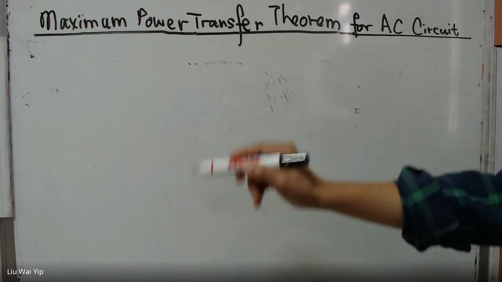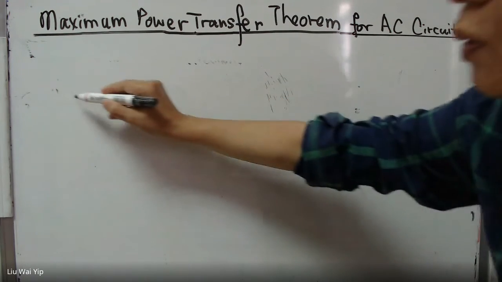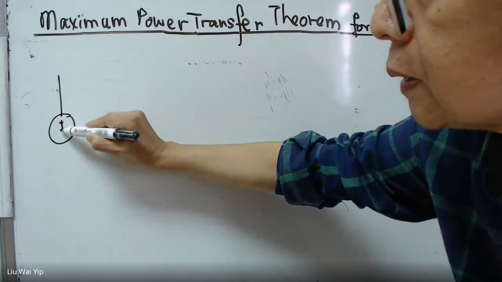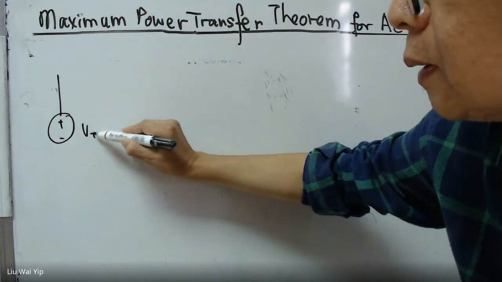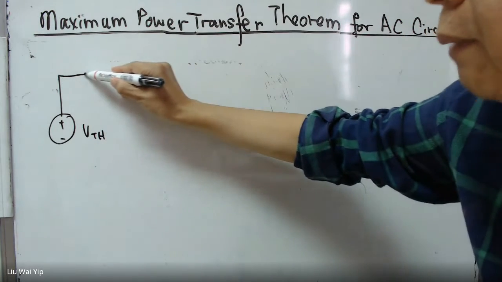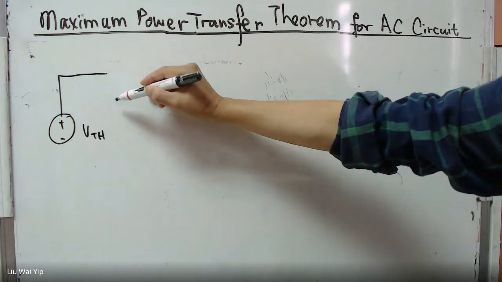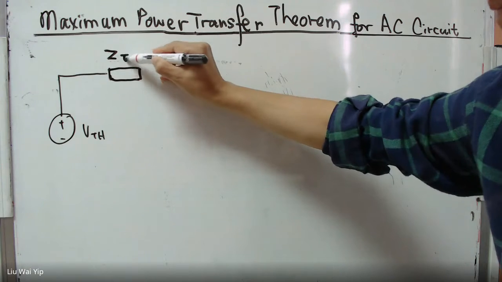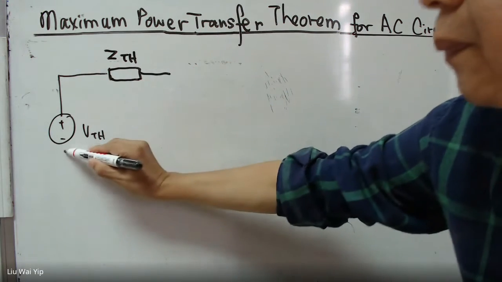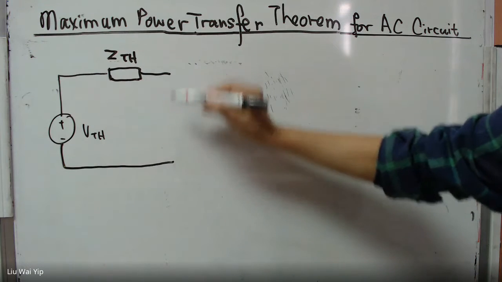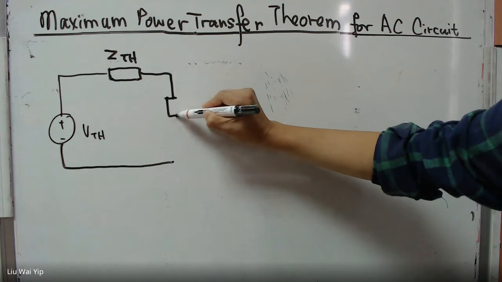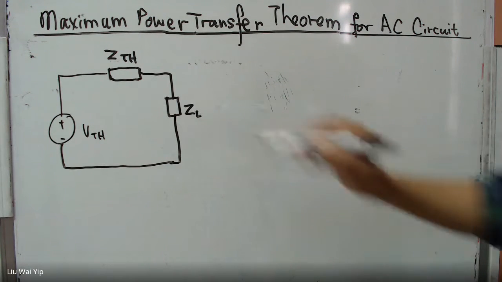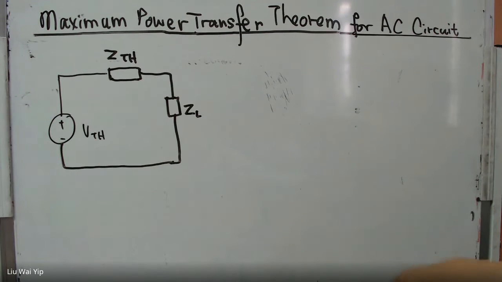So to begin with, let's assume we have a circuit, and the circuit can be represented by a Thevenin equivalent circuit. And the load here is to be varied. We have many cases to consider.